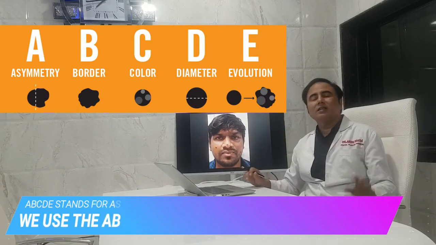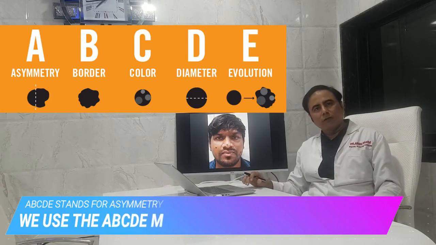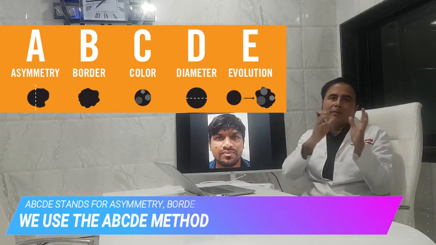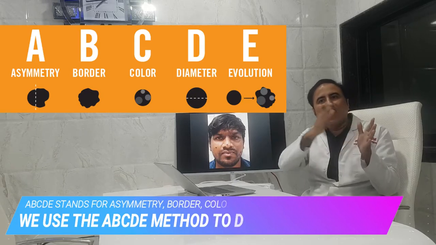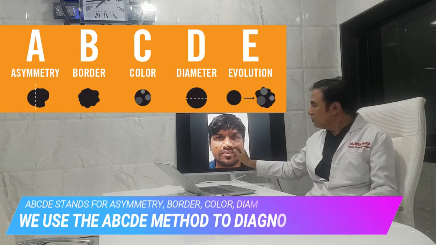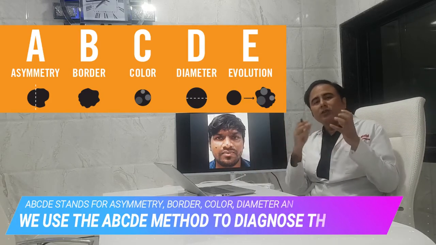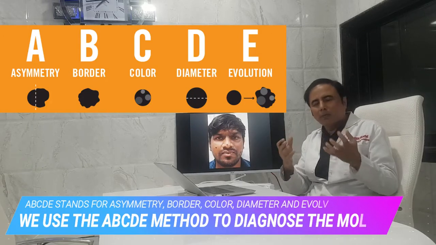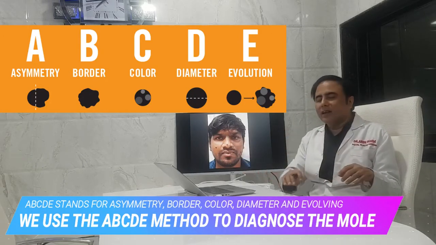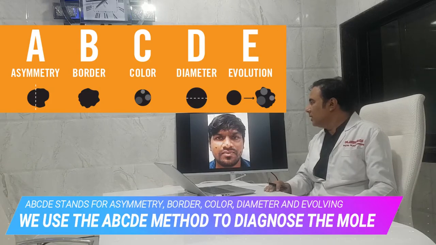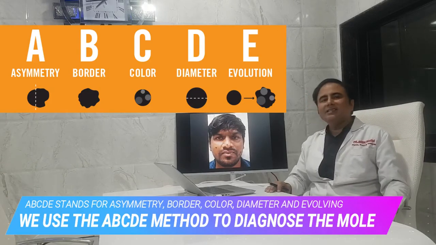The third one is the color. The color should be very uniform. They should not be non-uniform. That means half should not be black and half blue or something like that. So if you see, they are all of uniform colors. They can be black, they can be brown or whatever it is. And then C, as I mentioned, is the color, and D is the diameter.